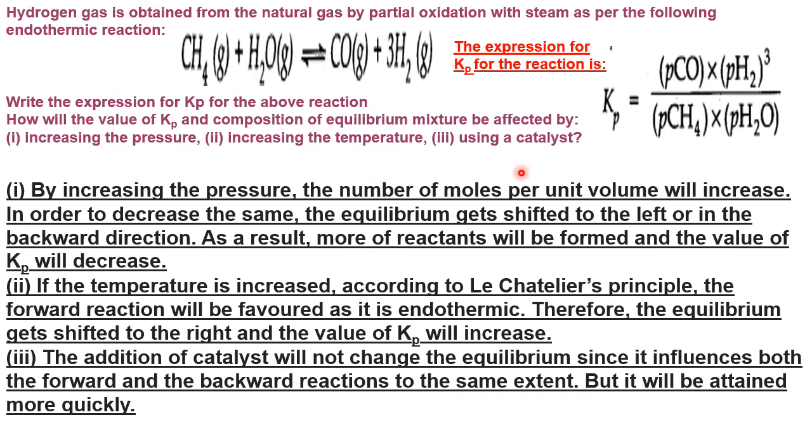Now third, what? Using the catalyst. Catalyst is what? It is a chemical which will alter the reaction rate. Okay, it will not participate, whether it is a forward reaction or backward reaction. So its role is to increase the speed rate. That's all. That's why I wrote here: the addition of catalyst will not change the equilibrium, since it influences both the forward and the backward reaction at the same rate, but it will be attained more quickly. That's all. Instead of 10 minutes, it will attain it in 5 minutes only. Only rate is increased, but the equilibrium has no effect. Okay. Right.